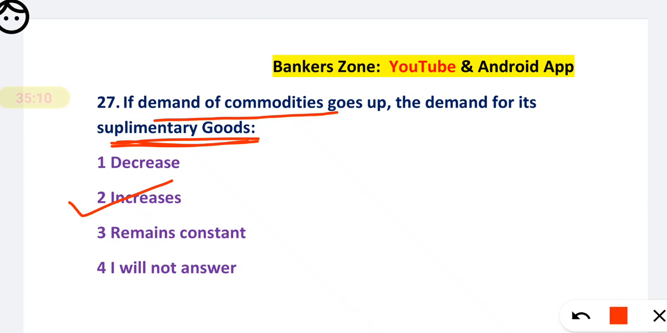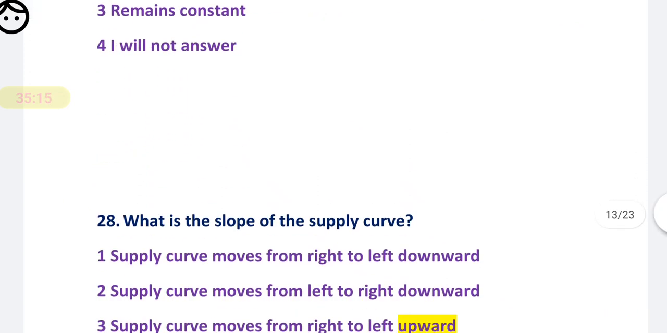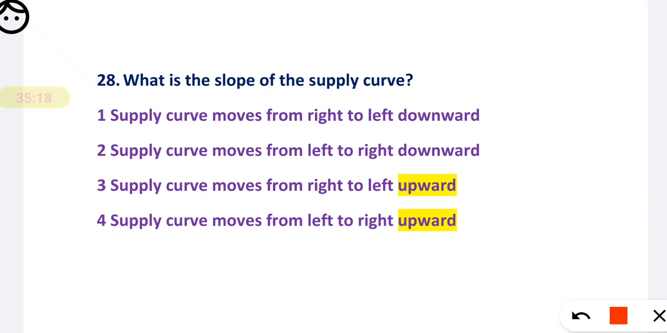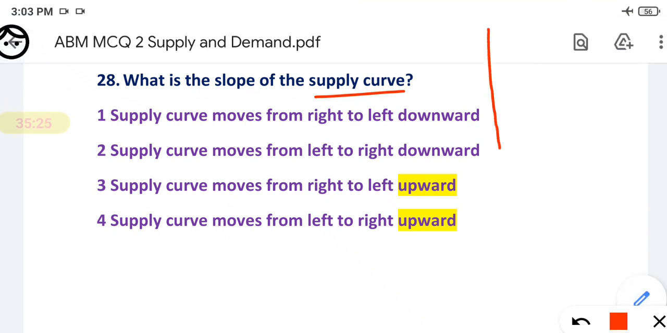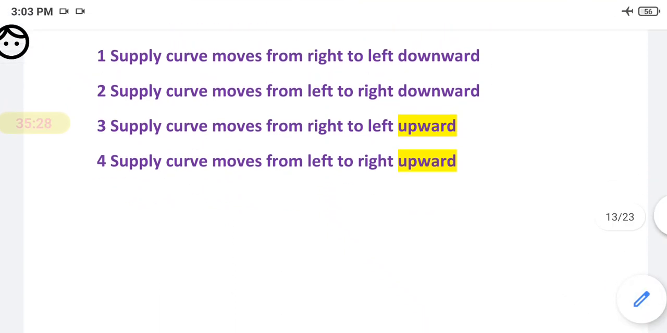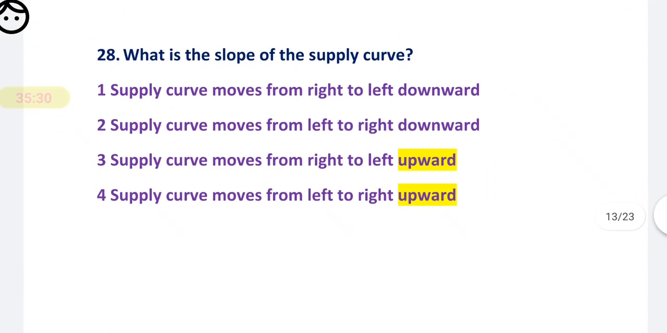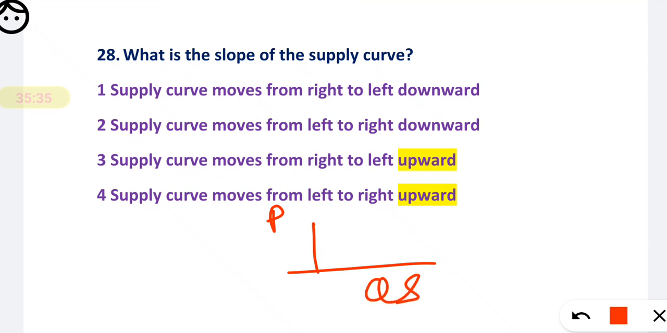Just remember supplementary, that means remember the example of bread and butter. Okay, next 28th question we are going to discuss. What is the slope of supply curve? In the previous question, I have told you about the supply curve. Here, the supply curve looks like this, price versus quantity supplied, and it is always upward sloping. We know that. So downward, these two options we will eliminate.